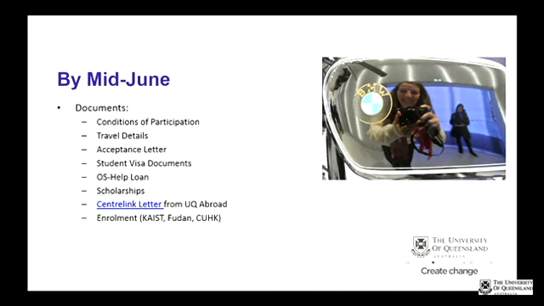So by the middle of June, you should have completed your conditions of participation, which you would have also uploaded your travel details to Career Hub. I know we're missing a few of those, so keep that in mind. Once your travel details are confirmed, you can upload them to Career Hub and we'll check those off. Also provide a copy of your acceptance letter from your host.